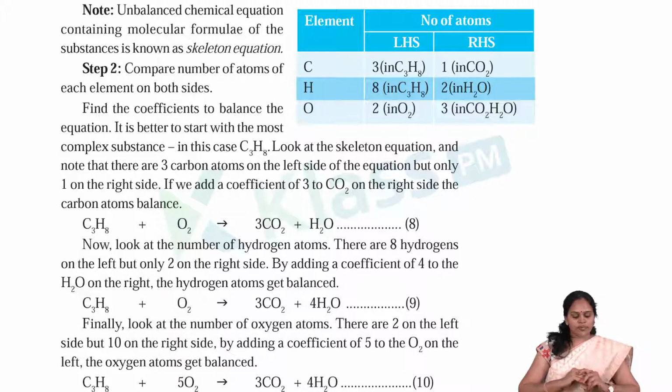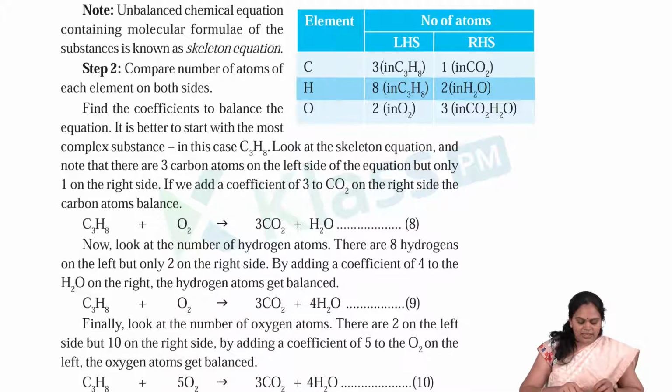Look at the skeletal equation and note that there are 3 carbon atoms on the left side, but only 1 on the right side. So the first complex formula is this one. The complex substance is C3H8, so concentrate on the carbon. On the right side, only 1 carbon is there. We need to add a coefficient of 3 in front of the CO2 on the right side of the equation. Now the equation is C3H8 plus O2 gives 3CO2 plus H2O. Now the carbon atoms are matched.